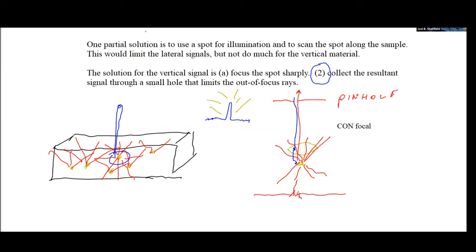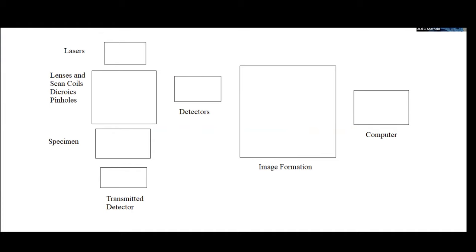Okay, there are a couple of ways of doing it. I'll just give you a diagram of a microscope first to give you a sense of how you might do it. And then we'll play around with some variants. So we start with light that is coming from lasers.